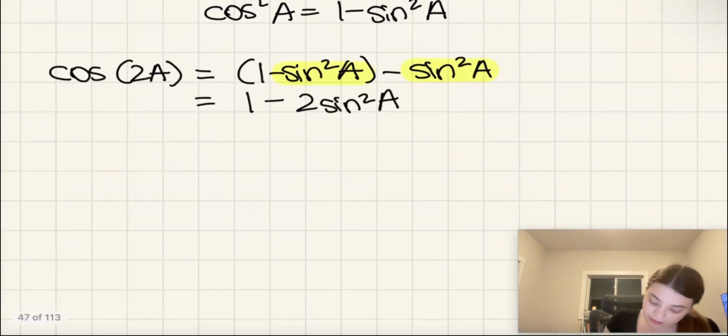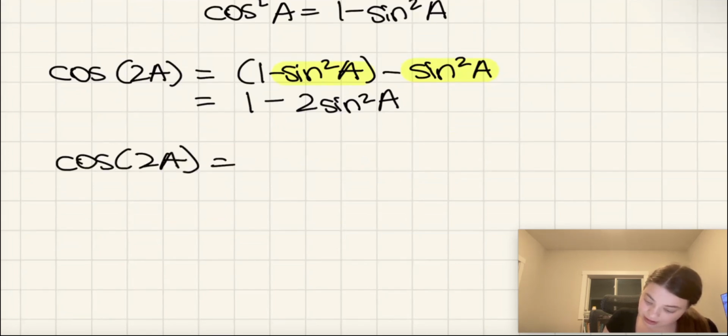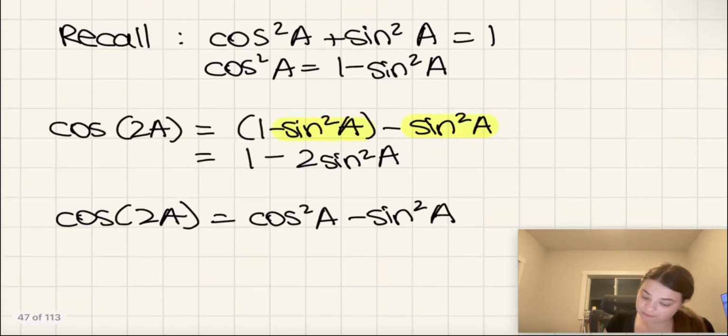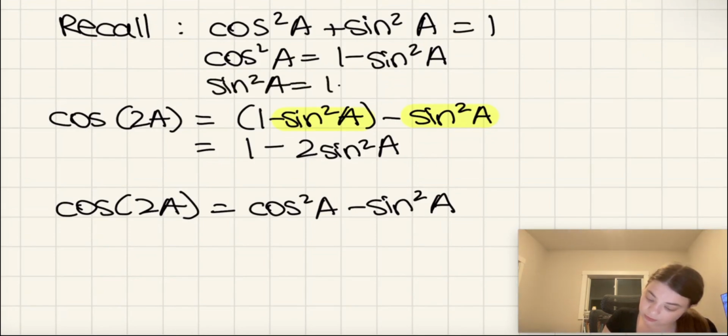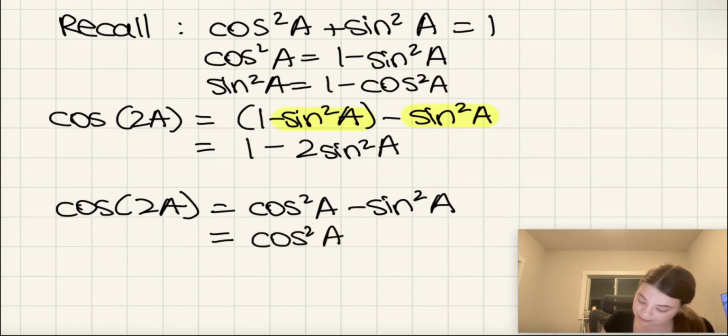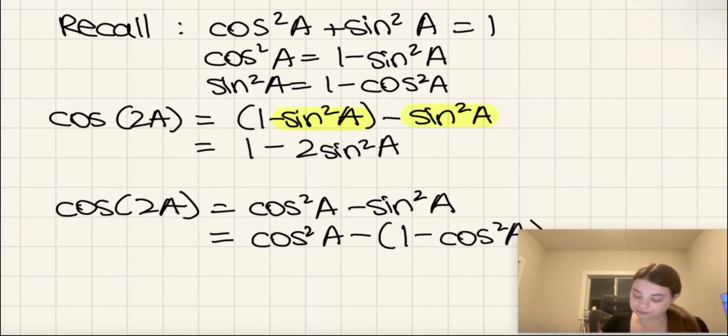So once again, we're going to start with cosine 2A is equal to cosine squared A minus sine squared A. And then, if we go back to the Pythagorean identity and solve for sine squared A, we get that sine squared A is equal to 1 minus cosine squared A. So therefore, we're going to have cosine squared A minus sine squared A, which in this case is cos squared A minus (1 minus cos squared A), like that.